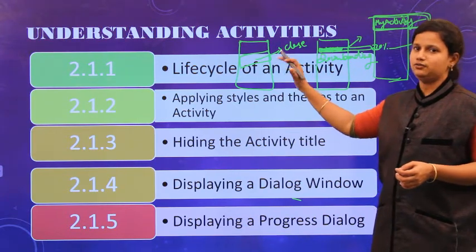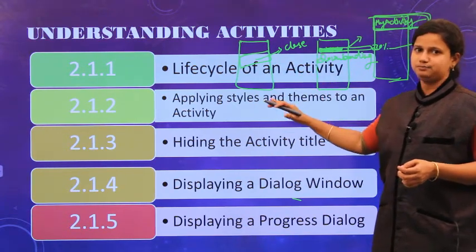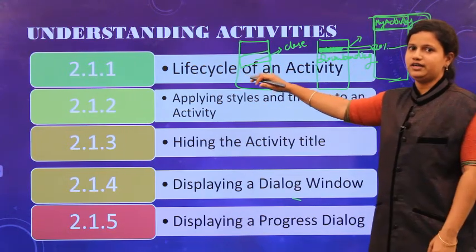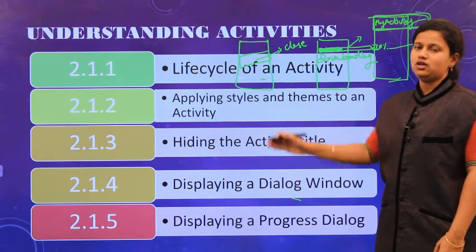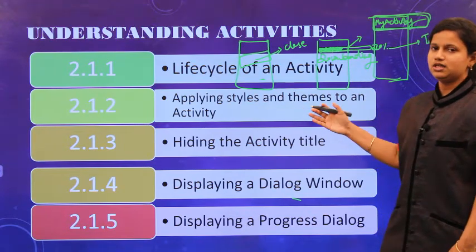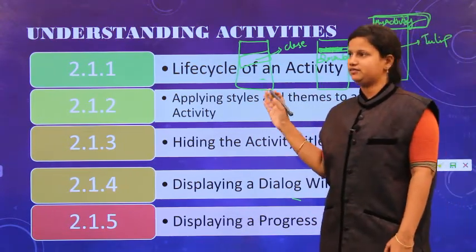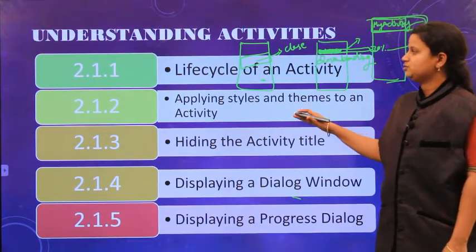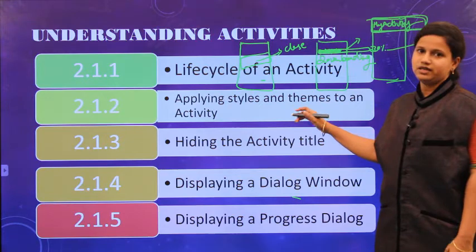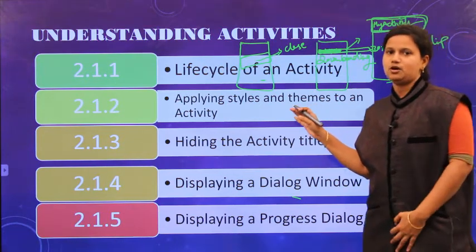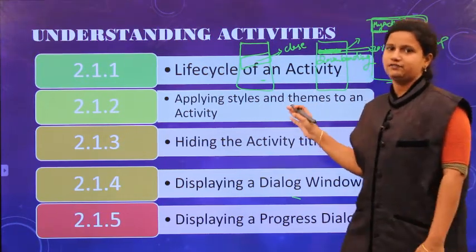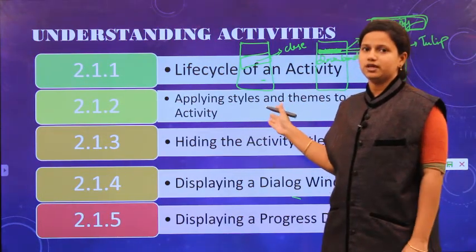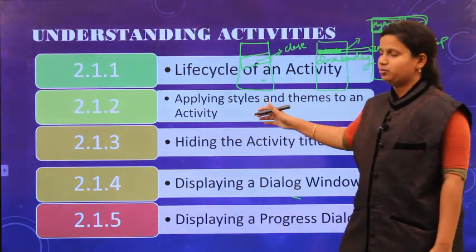When you are seeing your activity space, the activity goes through different life cycle methods. What the different life cycle stages are that are present in your activity is to be discussed. In the second concept, we are applying styles and themes to an activity. How the activity space is applied with different themes and different font styles will be learned from topic 2.